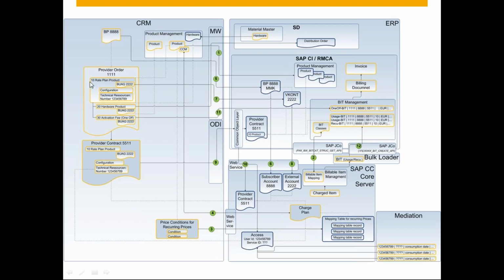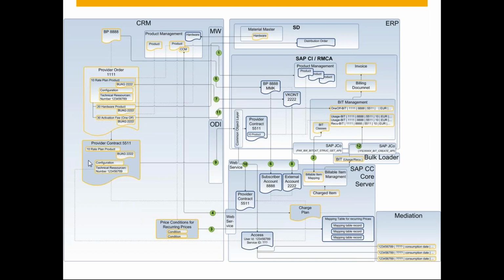So in the order, we have three line items. One is the rate plan product with number 10, 20 is for the physical device, and 30 is for activation fees. So in the provider order, we have all these three different line items. When this provider order is released or submitted, a provider contract will be created. The provider contract will have only the rate plan product, the 10 rate plan product, right? And the contract will be created with respect to the phone number or SIM number, any unique ID.